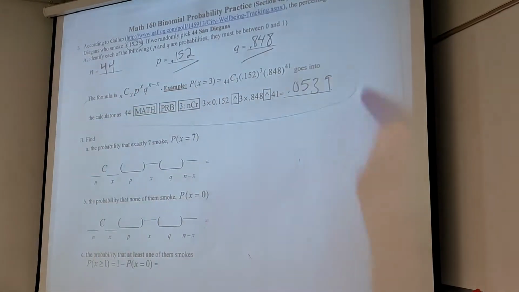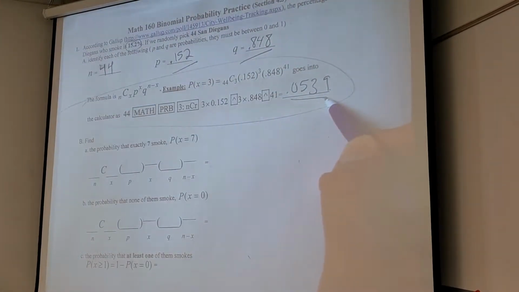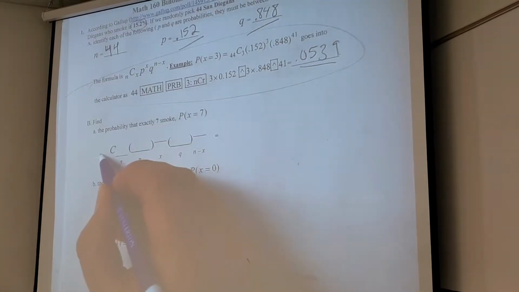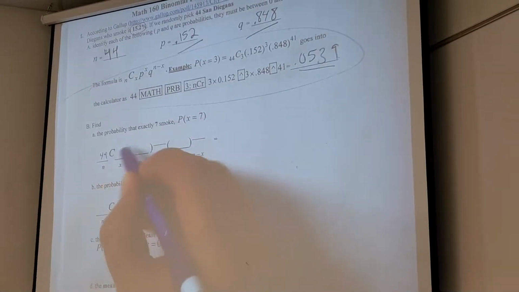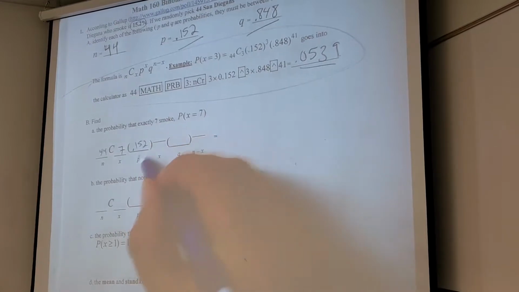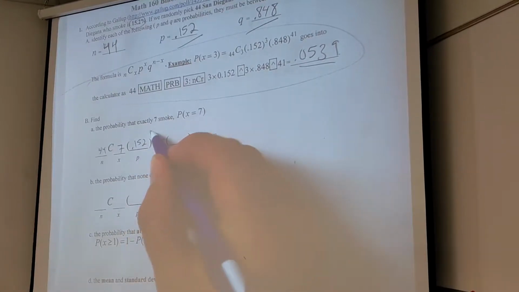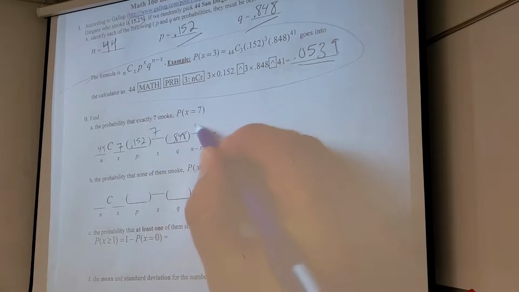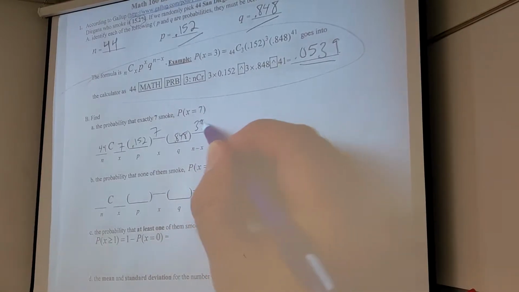Then if you wanted to try the example out, okay, cool. How do I set this guy up? 44. Choose 7 of them. So how many of these? 7. And how many of these? 37.